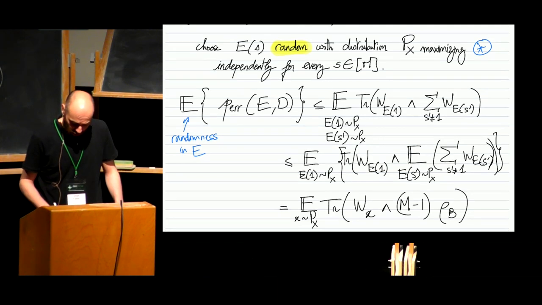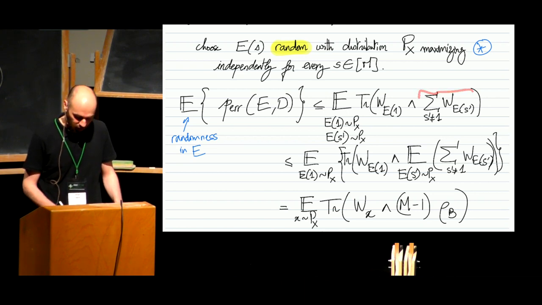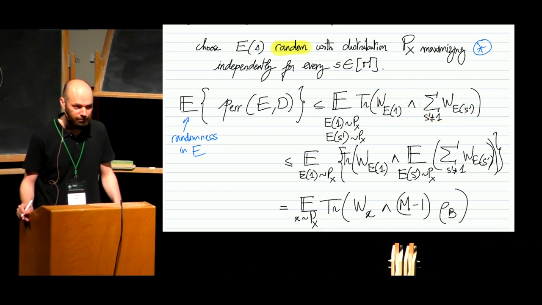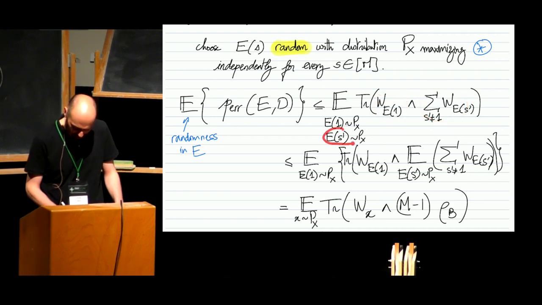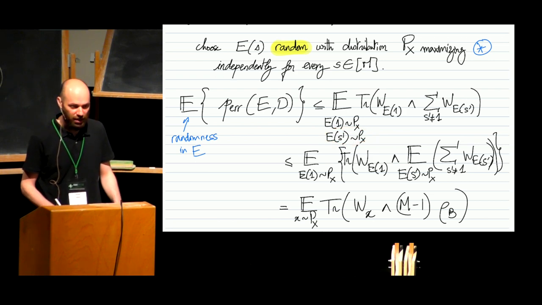Okay, so now what do I do? I will use the concavity in the second argument of the trace of this operator minimum, to put this expectation over these operators inside the trace of the minimum.